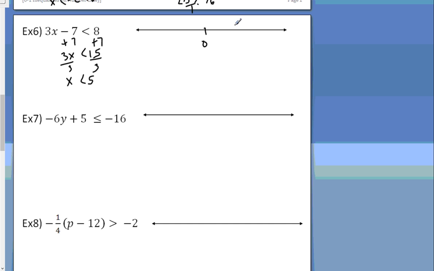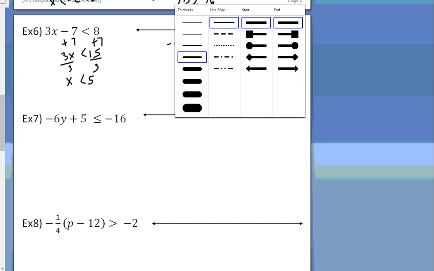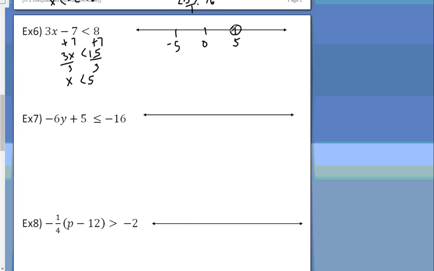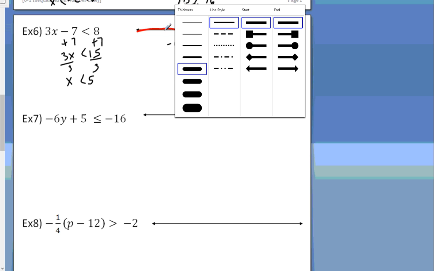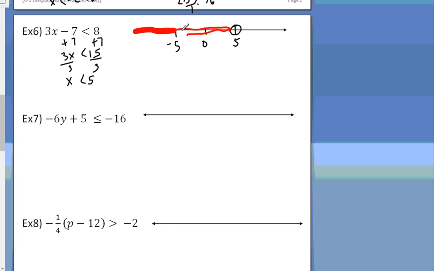Well, here's 0, here's 5, here's negative 5. Open or closed dot? Open dot at 5, going which direction? Well, it's less than 5. So the variable's on the left side, the arrow's going this way, so everything's going away from the 5. Wow, that is a really bad line. Sorry about that. Let's make a nice chunky line so it looks decent. So it is going this way, right? Got it?